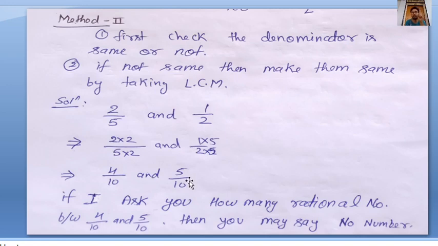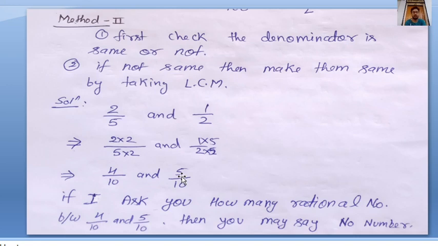Now one question arises here. If I ask you how many rational numbers are between 4 by 10 and 5 by 10, what is your answer? I think you may say none, because after 4 comes 5. But keep in mind, many numbers can come. See why.